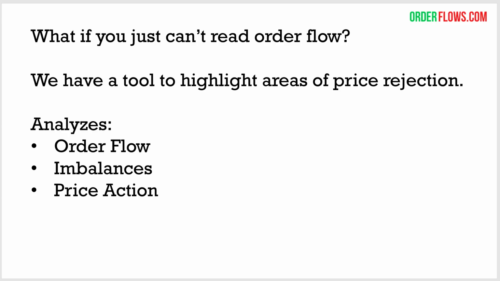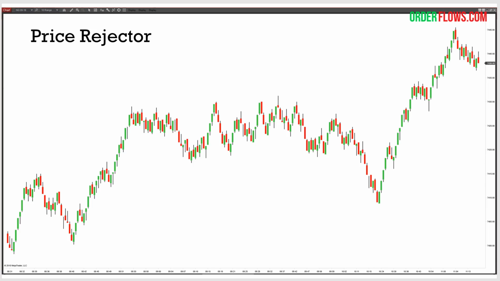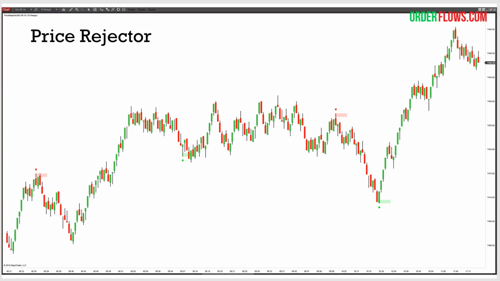Well, that's where this tool, the price rejector, comes in handy, and it analyzes the order flow, imbalances, and price action. And it works. The great thing is it works on a normal bar chart as well as a volume footprint chart. So this is the price rejector. This is a normal bar chart, okay? And when you lay the price rejector on top of it, voila, you see signs of price rejection, signs of price rejection, signs of price rejection. Now people say, well, it doesn't pick every single high and low.